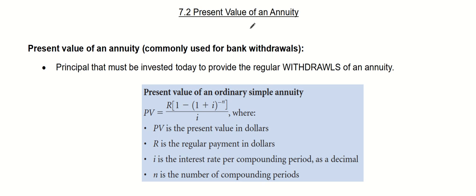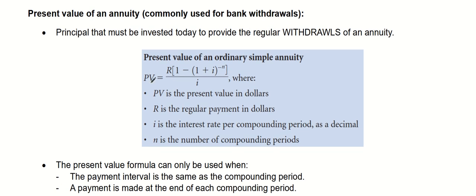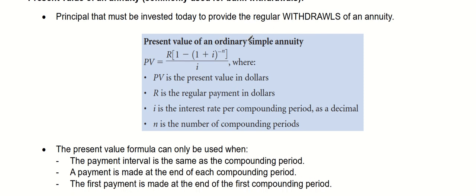So let's look at the formula. This is the formula here. Simple enough. It can easily be confused with ordinary annuities. That is when you're actually investing, putting money in the bank on a regular basis. This is withdrawing money from the bank on a regular basis, and it's also used when you're making payments, like when you take out a car loan or some sort of loan and you have to pay it back.